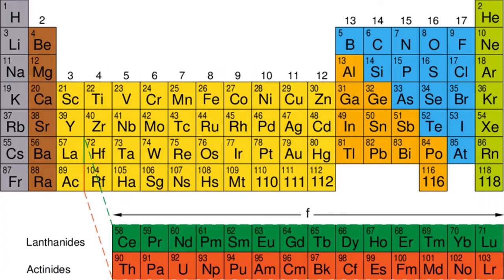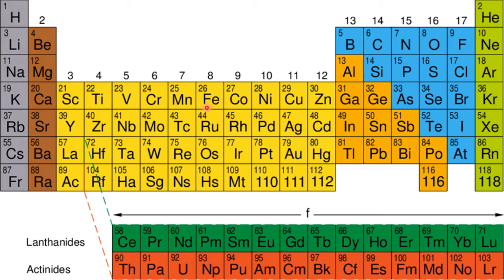This is the modern periodic table. Here also we have groups. What is a group? A group is the arrangement of elements in the increasing order of atomic number from top to bottom. So group number 1, group number 2, 3, 4, totally we have 18 groups here.